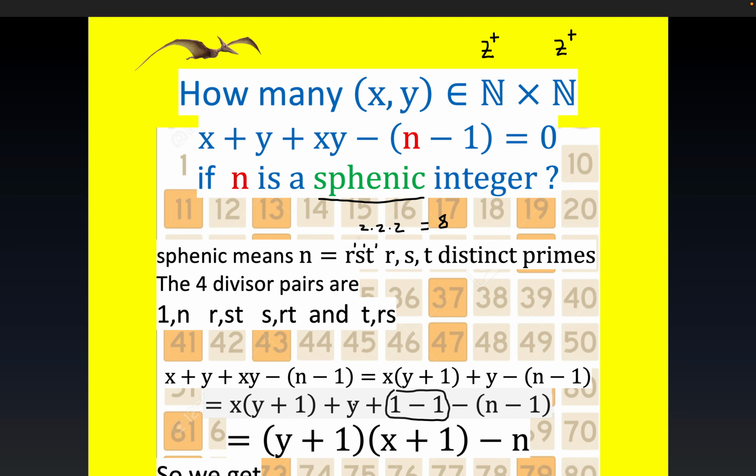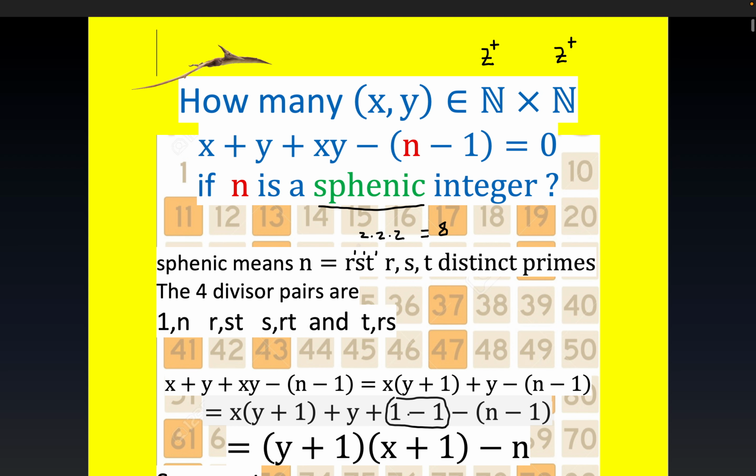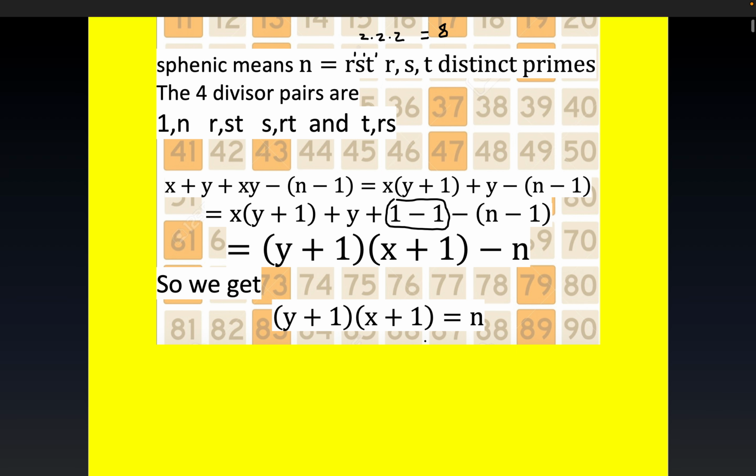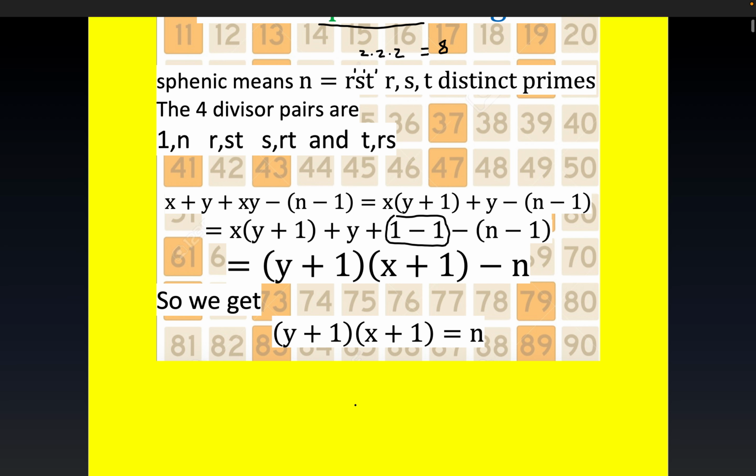So we take this y plus 1, and there would be an understood 1 in front of this y plus 1 right here, right? And then this minus 1 would cancel with this plus 1 over here, just to leave it as is, if that makes any sense. Again, folks, we have a common binomial factor of y plus 1, which is the reason why we did this. So what we get is this, and then we set this equal to n to get this result right here.